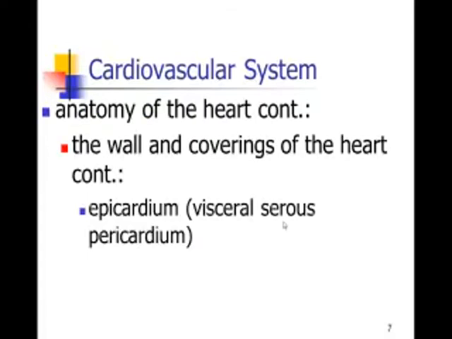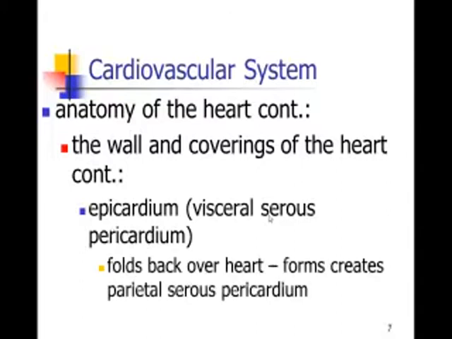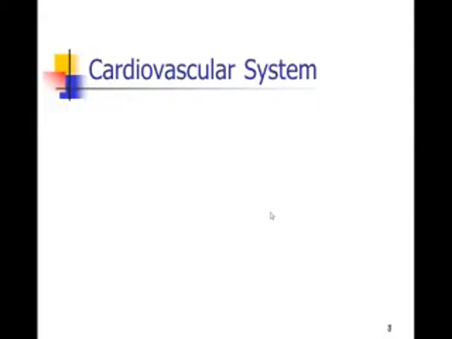And then we have the epicardium. And there's a visceral serous epicardium that folds back over the heart and creates a serous fluid, hence the name serous pericardium. And there are two layers of the pericardium. There's a deep layer and a superficial layer. And the superficial layer is fibrous. The deep layer is the serous portion.